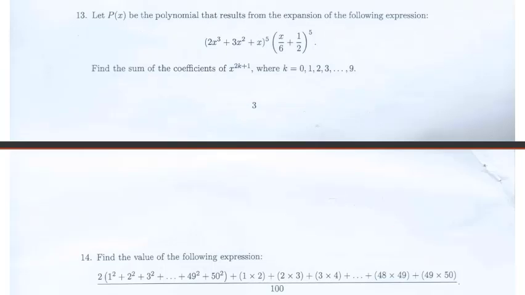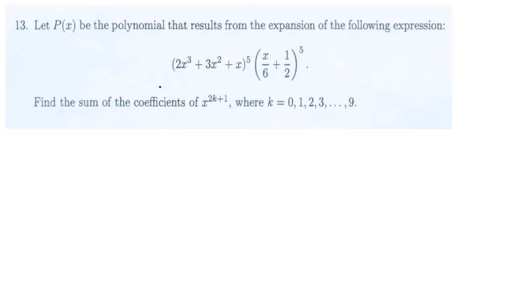SMO 2019 senior section first round, problem number 13. Let P of x be the polynomial that results from the expansion of the following expression. Find the sum of the coefficients of x to the 2k plus 1, where k equals 0 to 9. Okay, so it is P of x, and if we consider the degree of P equals 3 times 5, 15, plus 5, it's 20. So k equals 0 will be 1, and 9 will be 19.